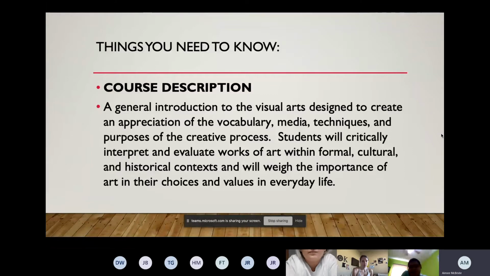So the gist of that is that by the end of this course, you should be able to look at an artwork, evaluate it and interpret it, understand why it was made historically, how it relates to culture, and the formal background that was put into making it. You'll also understand the importance of particular artworks as well, and how those artworks impact everyday life.